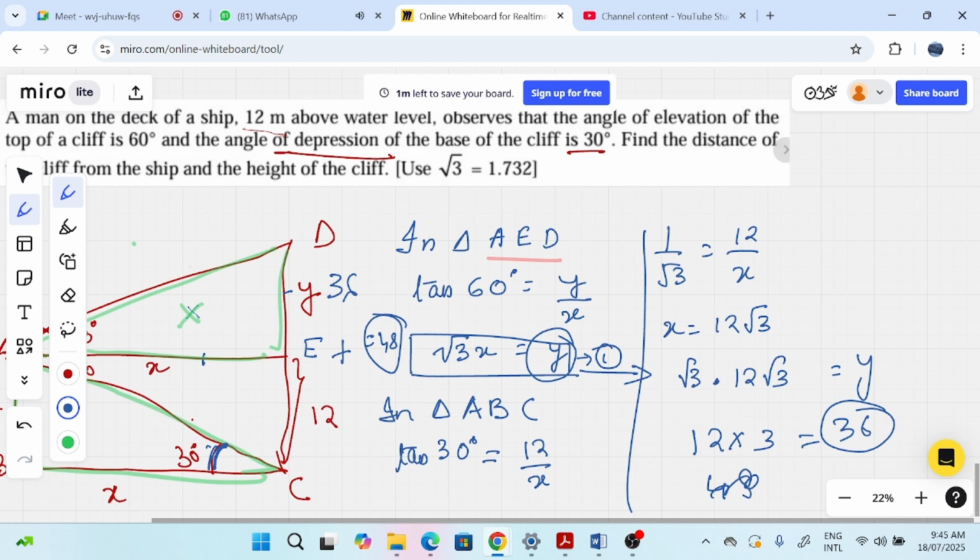And the distance of the ship from the cliff is, no, that was your x, 12 root 3. That you will have to figure out. 12 into 1.732.